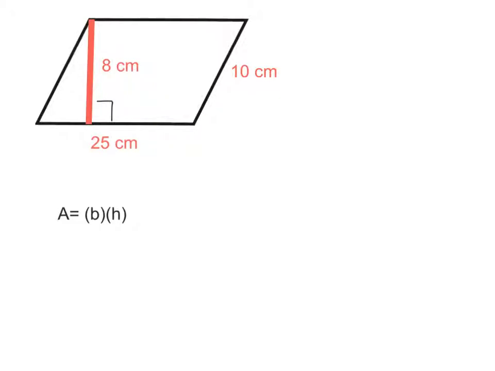Let's use another example and find the area of this parallelogram using the same formula, area equals base times height. In this parallelogram, the base of the parallelogram is 25 centimeters. So when rewriting this formula, we're going to say area equals 25, because that's the base of the parallelogram, times 8, because 8 is the height of the parallelogram.